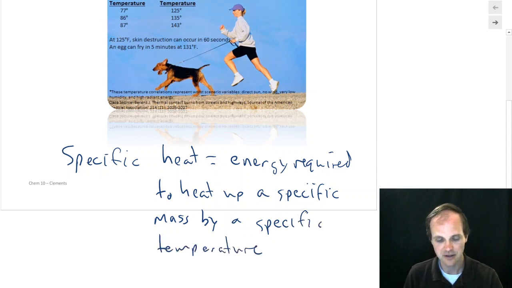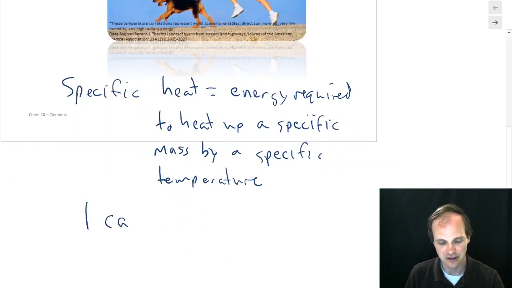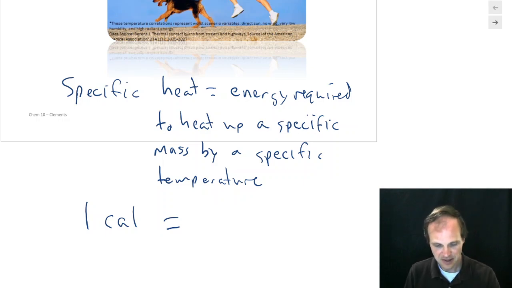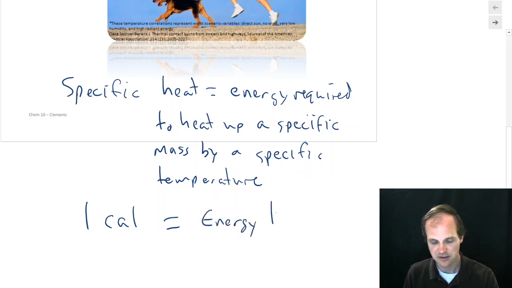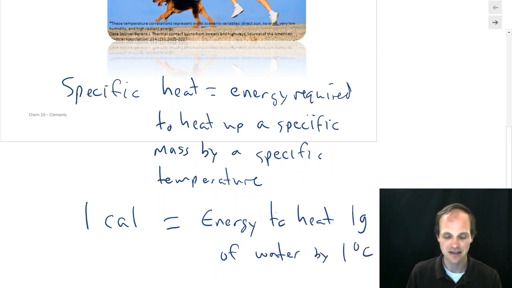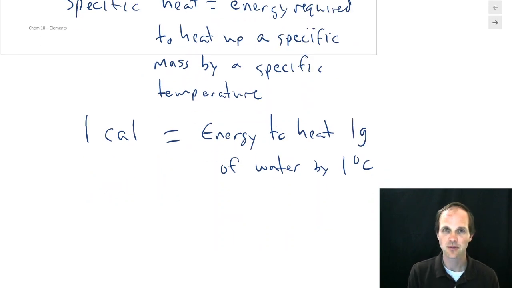Now, you may recall that we talked about the definition of a calorie being the energy required to heat up 1 gram of water by 1 degree Celsius. And that is, 1 calorie is the energy to heat 1 gram of water by 1 degree Celsius. And that's related to specific heat. So what we're going to do is define specific heat, put together an equation that talks about specific heat, and rearrange it to get what we call the heat equation.